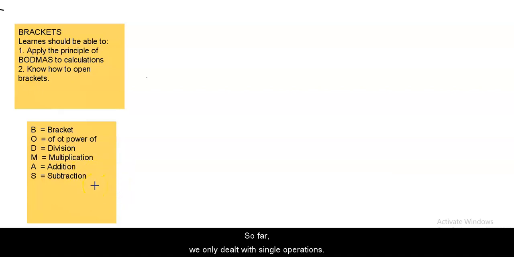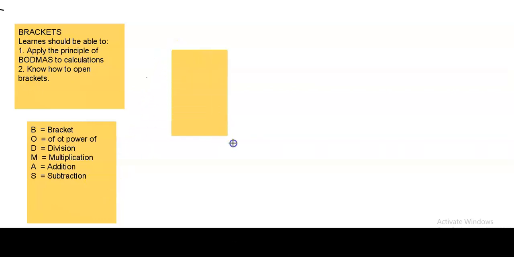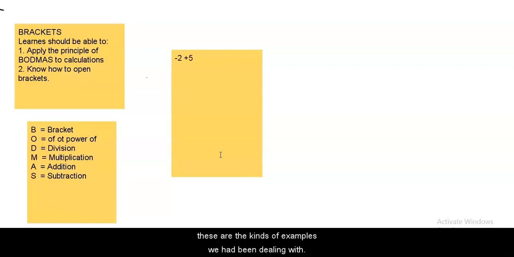So far we only deal with single operations, something like this. Say 12, or let me use minus 2 plus 5, for example. These are the kind of examples we had been dealing with. Or something like minus 12 multiplied by 3. Or minus 8 divided by 4.